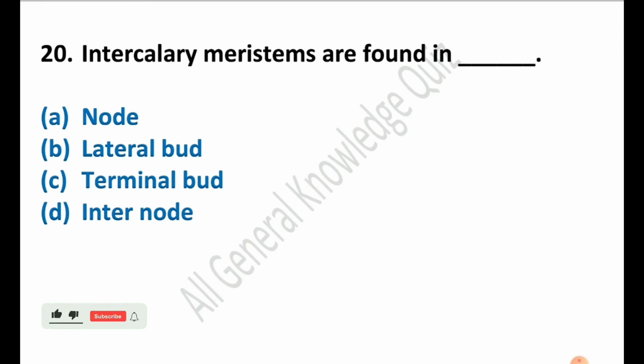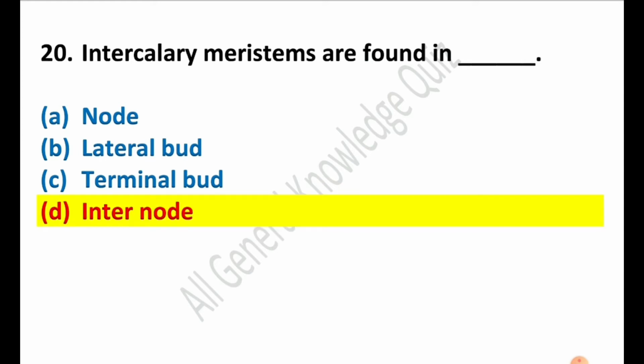Question number 20. Intercalary meristems are found in option A, node, option B, lateral bud, option C, terminal bud, option D, internode. The answer is option D, internode. Intercalary meristems are found in internode.